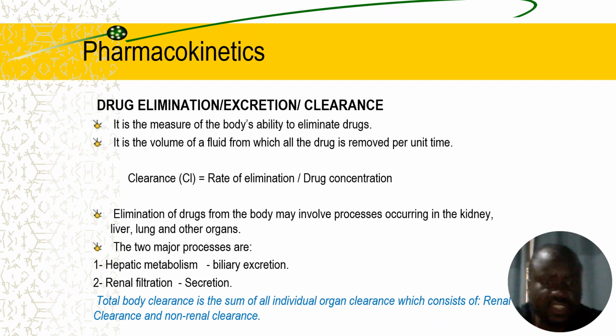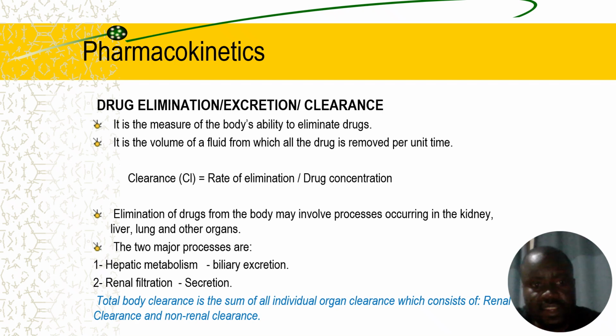Drug elimination is very, very important, but we want to mention that the total elimination or removal of a drug from the body is a function of so many organs. So we have the respiratory system working, the liver working, we also have the kidneys, but the kidneys are the major eliminating organs of the body. So elimination of a drug from the body may involve processes occurring in the kidney, liver, lungs, and other organs. So for us to calculate clearance, we have to find the rate of elimination divided by the drug concentration.